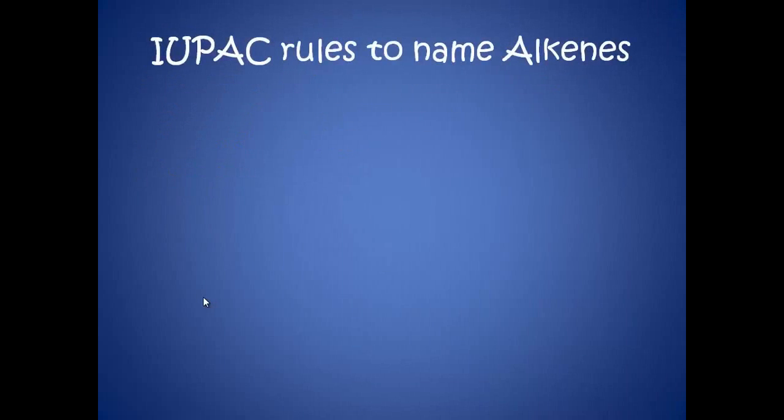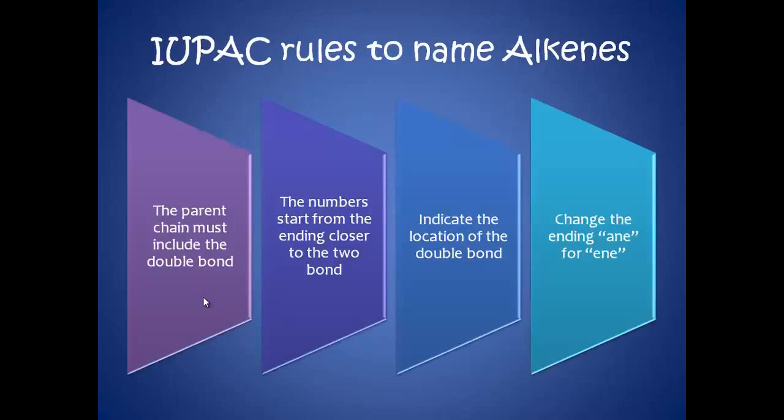The IUPAC rules to name alkenes. The parent chain must include the double bond. The numbers start from the end closer to the double bond and indicate the location of the double bond. Change the ending "-ane" to "-ene".